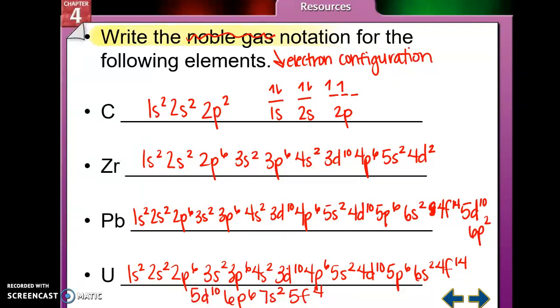So that is how you write electron configurations and orbital diagrams. Remember, orbital diagrams are the ones with the arrows, and electron configurations are the ones with like 1s2, 2s2, etc.